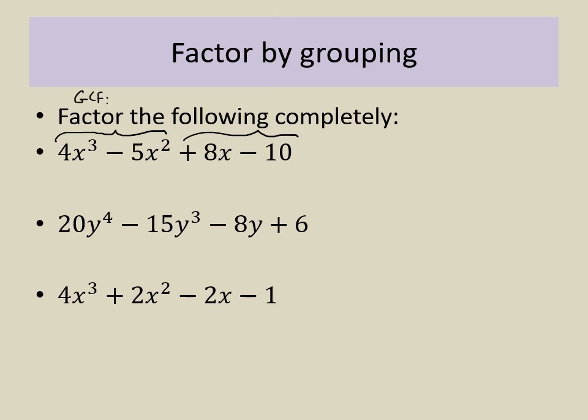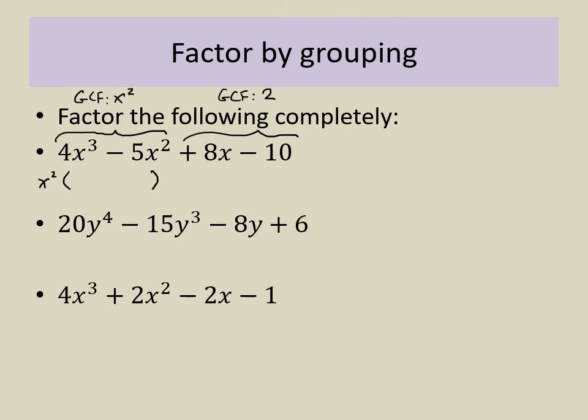It is x squared. Looking at the second group, what is the GCF? It is 2. All right, so let's go ahead and factor out the x squared from the first group.